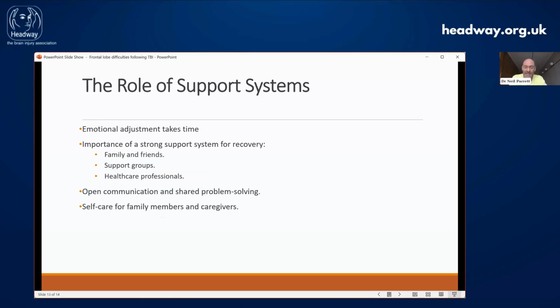Accessing Headway, which everybody on this call today has done, is a fantastic first step. And I would definitely recommend going out there and finding other support groups, other people who are able to share and talk about your problems, either as a survivor or as a family member. And having time for your own self-care, for the family member self-care, away from the intensity of the ongoing rehabilitation process is absolutely vital too.